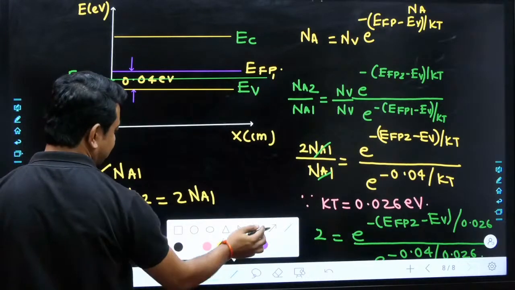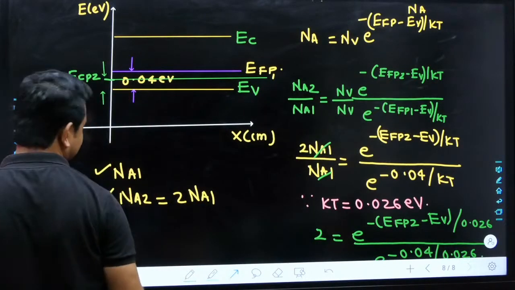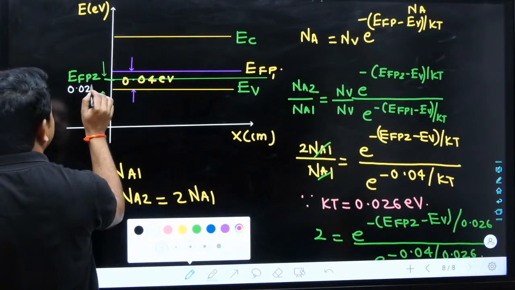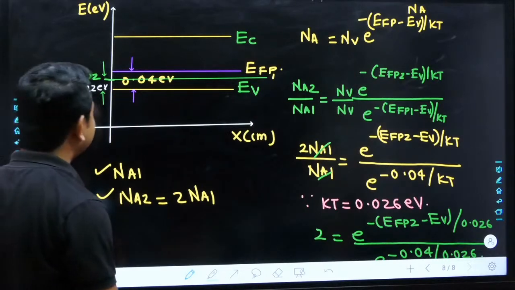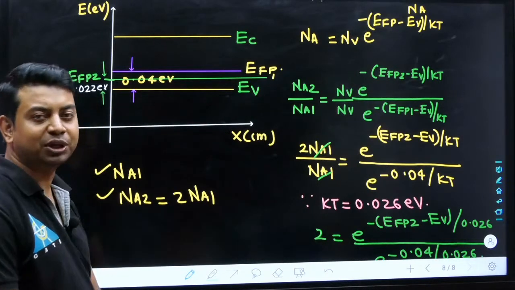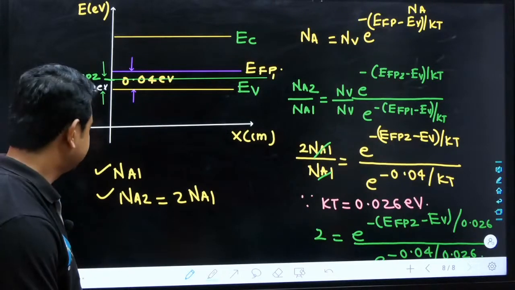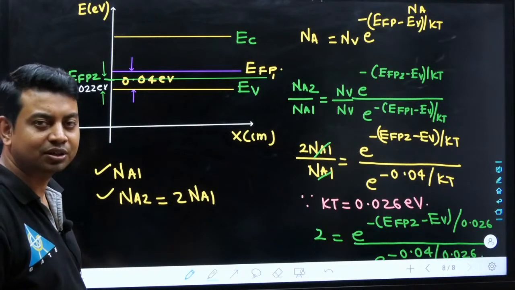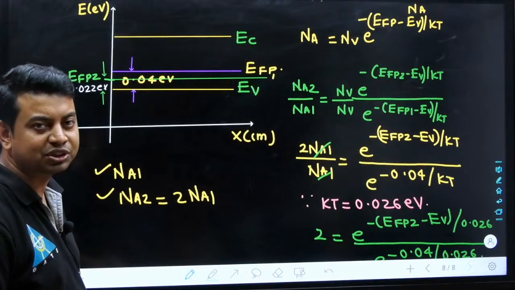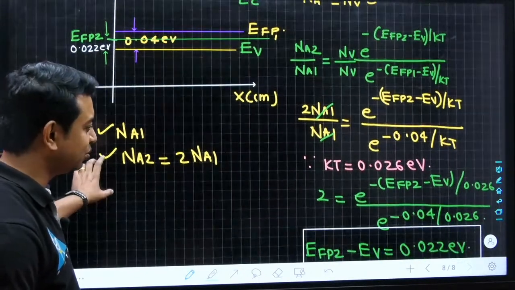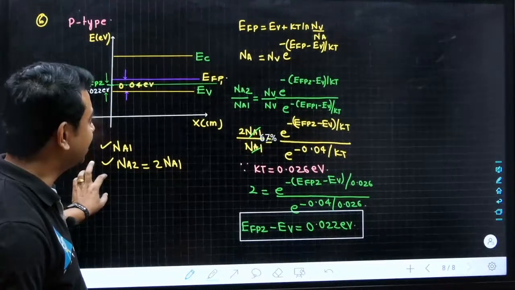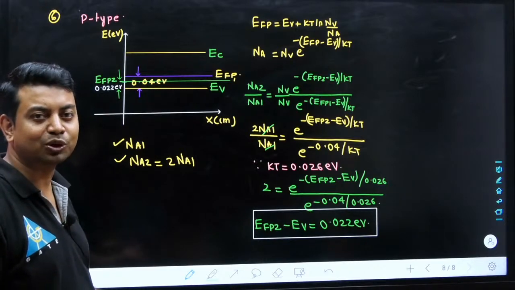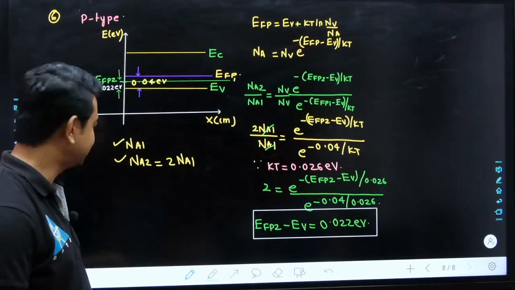The difference between these two, understand the concept, is simply 0.022 electron volt. So, previously it was 0.04 electron volt, now it will become 0.022 electron volt. So, very interesting, very conceptual. We have to change the formula somewhat to get the answer quickly, otherwise we have to do so many calculations. So, in this way we can solve the question that is based on increasing the dopant atoms in a p-type semiconductor, and we have to find out the exact location of the Fermi energy level based on that concept.